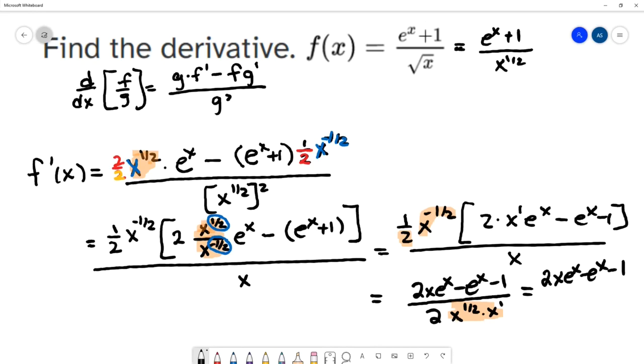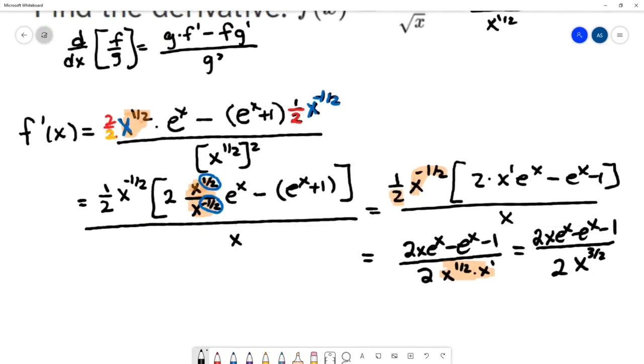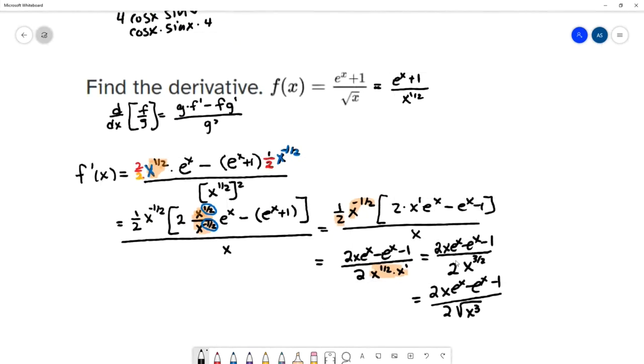When I multiply with the same base, I add the exponents. So 1/2 plus 1 will be 3/2. That's x to the 3/2. And we can even do one more thing. We can turn that back into a radical to make this 2 square root of x cubed. So the derivative was calculated with the quotient rule, and then most of the work afterwards was you doing some algebra cleanup to make that derivative look nice.